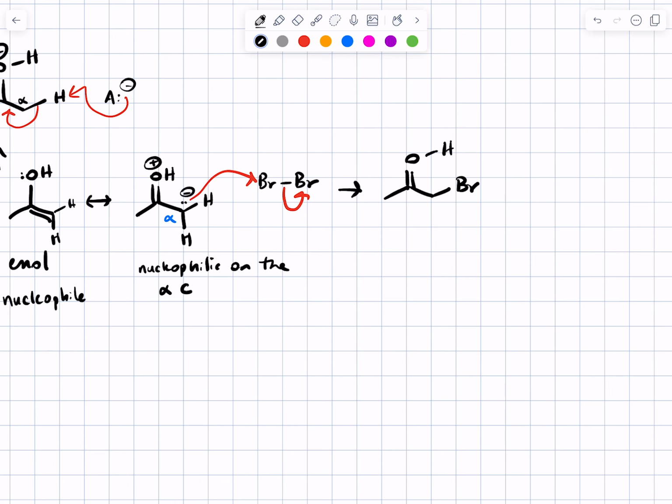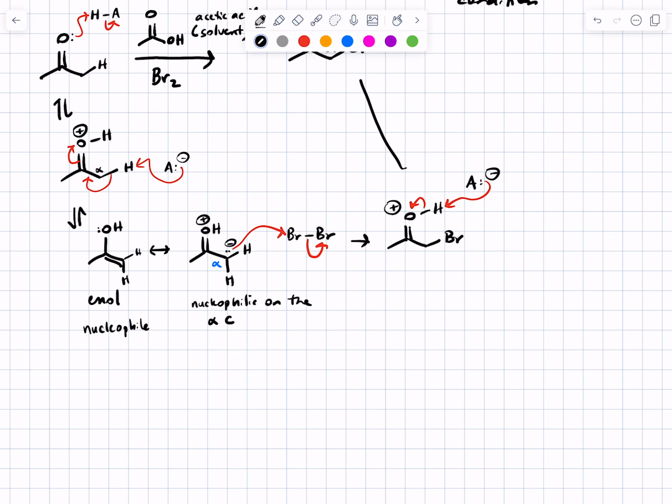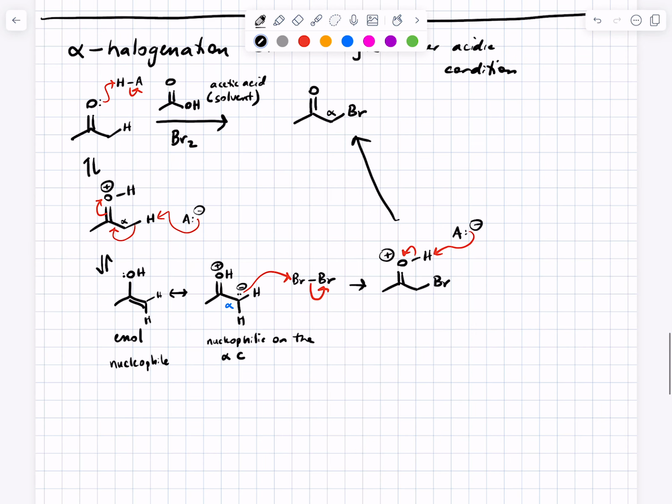Then our final step will be to restore the acid by removing a proton from the oxonium ion, and that gets us to our product. This is now an alpha halo or alpha bromo ketone. Okay, questions about that?